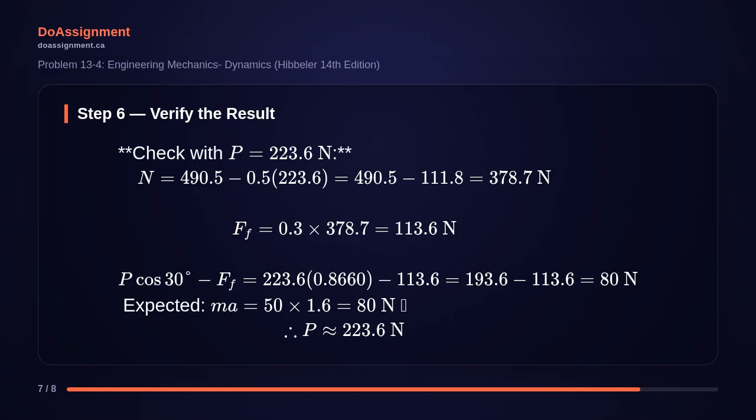Verification. With P equal to 223.6 newtons, the normal force is 378.7 newtons, friction is 113.6 newtons, and the net horizontal force is 80 newtons, which equals mass times acceleration of 80 newtons. The answer checks out. The magnitude of force P is approximately 223.6 newtons.